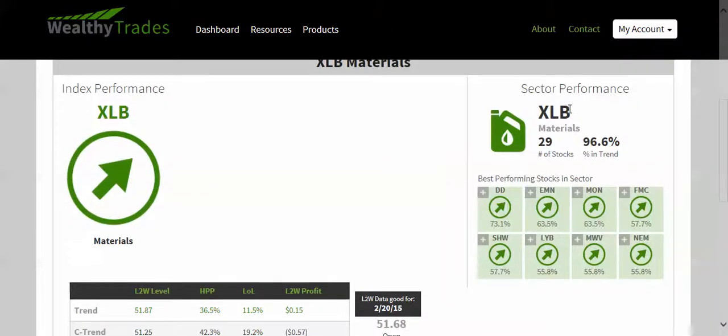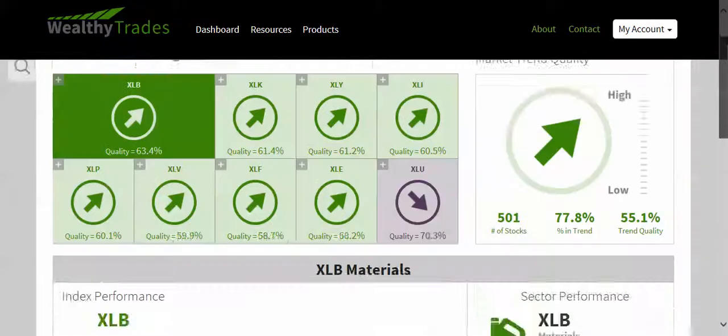And down here, as I can see, the XLB, the best performing sector for the day, here's the 8 stocks that give me the highest percentage or highest odds of success for the upcoming day. That is exactly how we check box number 2. Box number 1, we get our directional bias. We were buyers in this case.